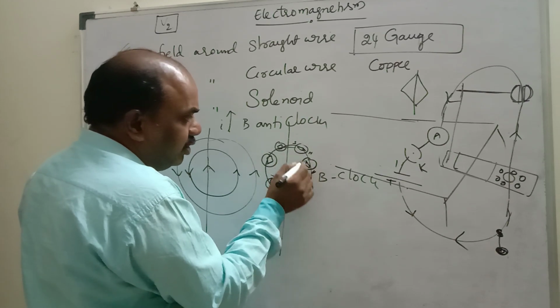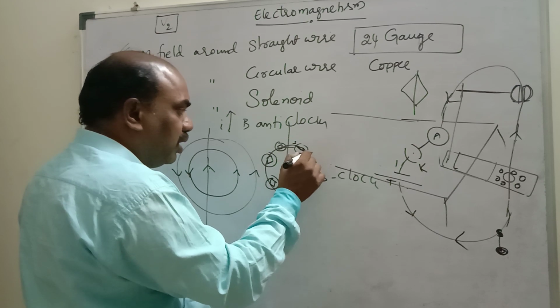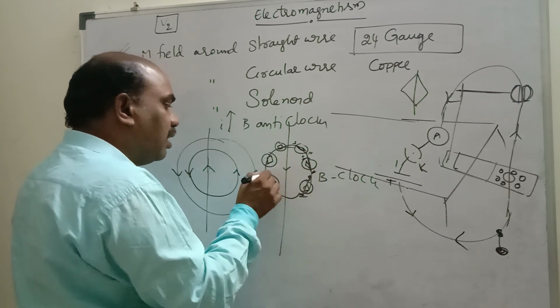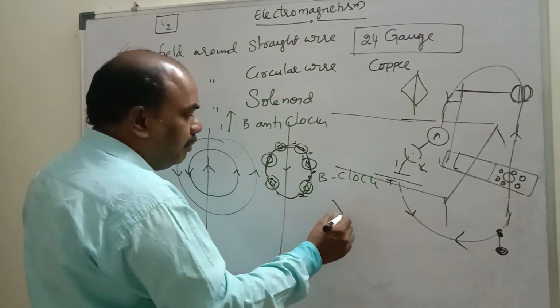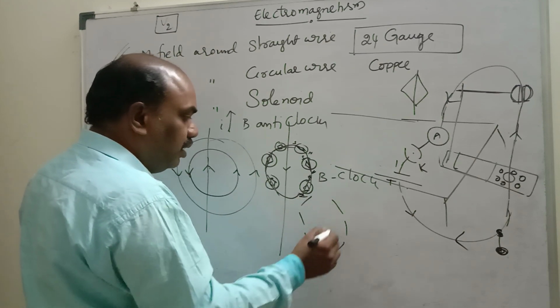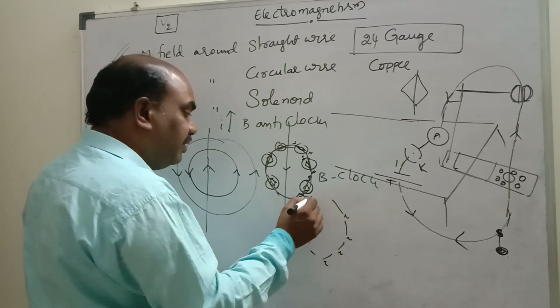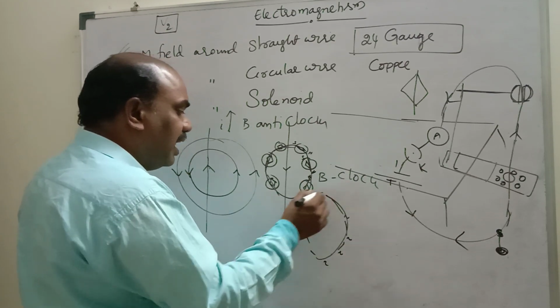North pole is here, south pole is here. If you draw all the tangents, if you add all these tangents, where the north pole lies, you will get magnetic lines as shown in the figure.